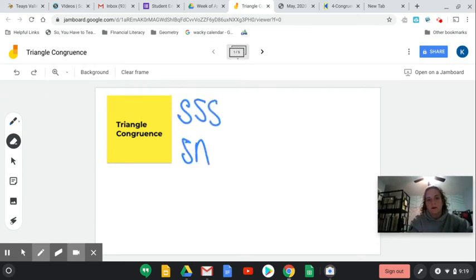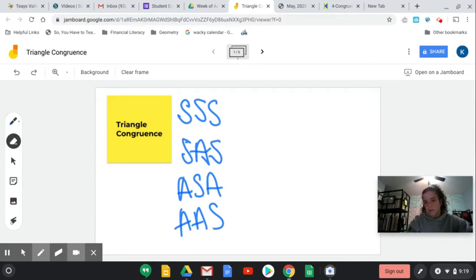We also have side, angle, side. We have angle, side, angle. We have angle, angle, side. Now these four are definitely used to prove similarity, and if they prove congruence, which is this symbol, forgot to draw that, sorry, they definitely prove similarity. So these can go either way.